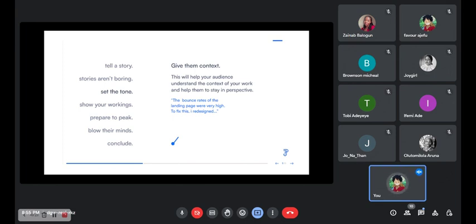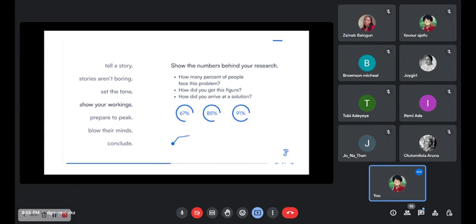The problem statement here is that the bounce rates of the landing page was high. And I explained what bounce rates are. The bounce rate is the rate at which people drop off the page without doing what they came there for. So you give them that problem statement, help them to understand the context. What exactly is the case study they're about to read about?